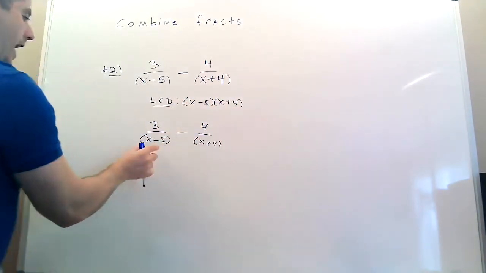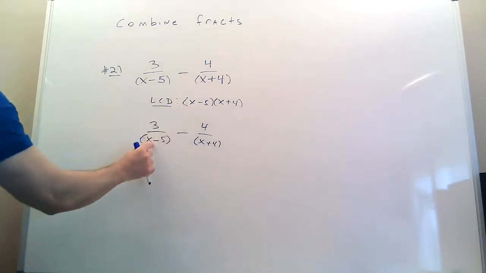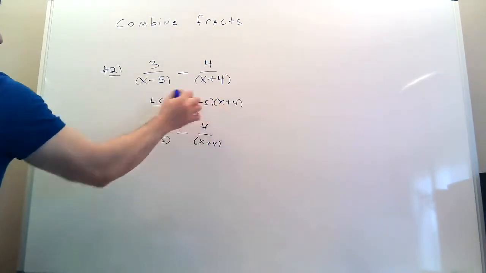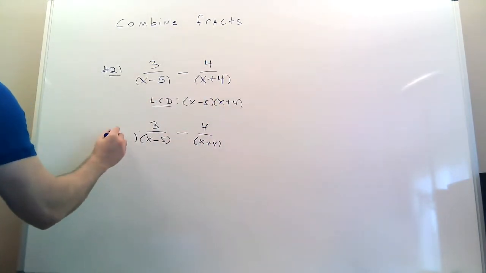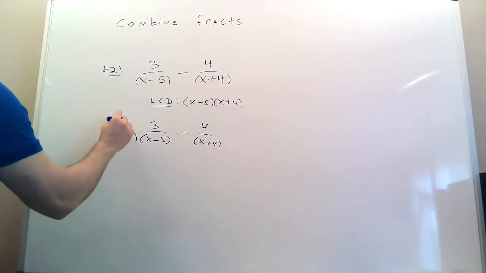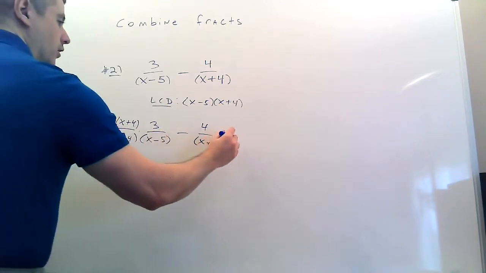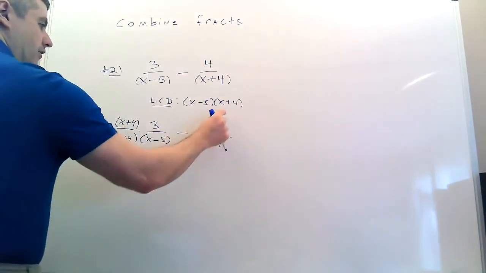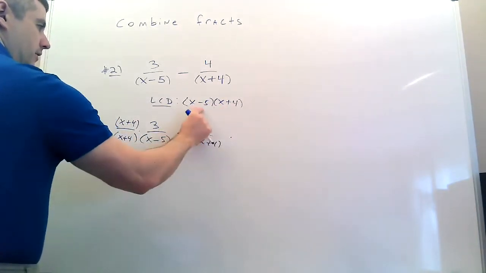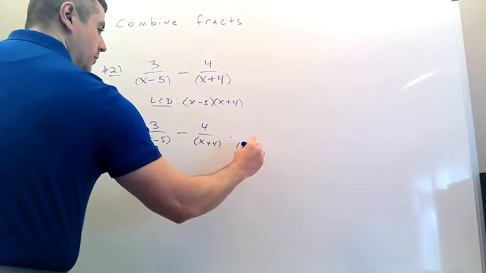So if you look at the first fraction, it has the x minus 5 part, but it's missing this part. So you have to put it there. But if you put it on the bottom, you have to put it on the top, right? That's the way this works. You can't just do the bottom. So this fraction has the x plus 4, but it's missing the x minus 5. So you just give it the piece it doesn't have.